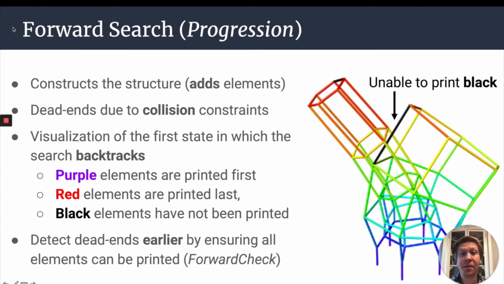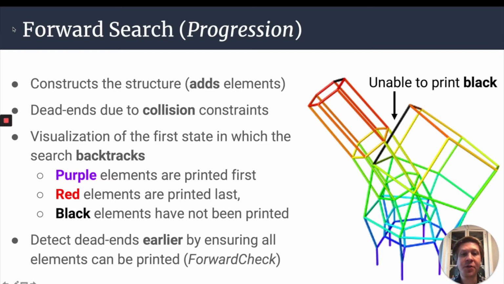Our first algorithm is a simple forward search that adds elements to the structure, which can be seen as constructing the structure during planning. However, it frequently encounters dead ends due to collision constraints. The figure on the right visualizes the first time the forward search backtracks when printing the base of the Klein bottle. The purple elements were printed first, red elements were printed last, and black elements have yet to be printed. As we can see, the long black element in the middle of the structure can no longer be printed because the robot prematurely printed the left side of the structure.